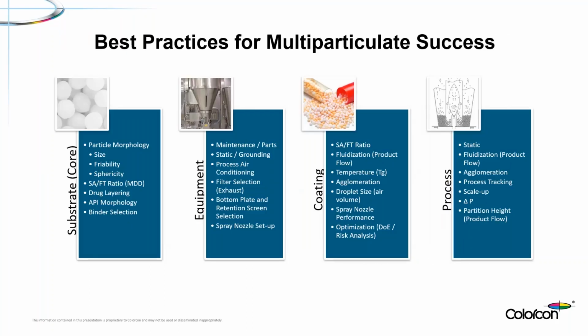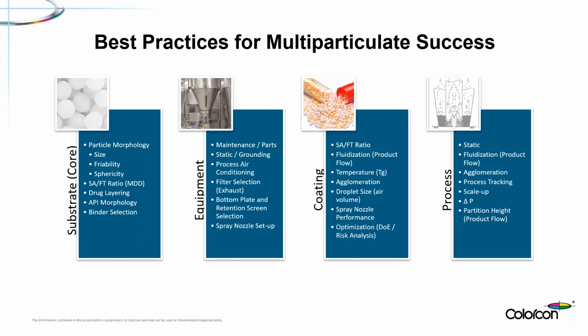Now, it's our experience here at ColorCon that a structured best practice approach for multi-particulate success can be grouped into 4 different categories that you see here. These categories include substrate, equipment, coating, and process. And as you'll notice, each category has multiple subcategory attributes to be considered for success also.